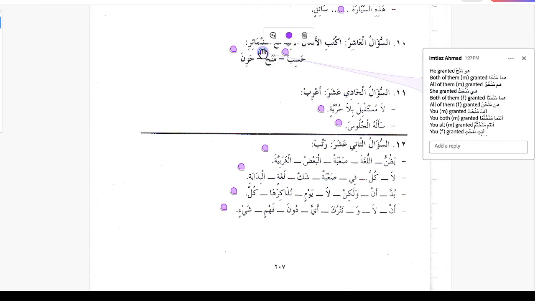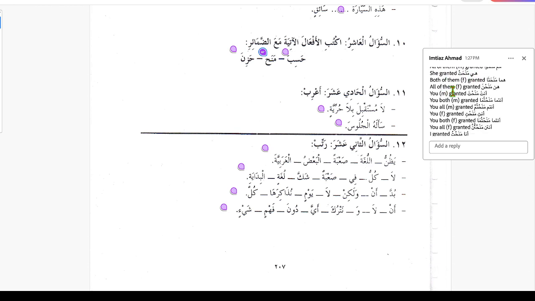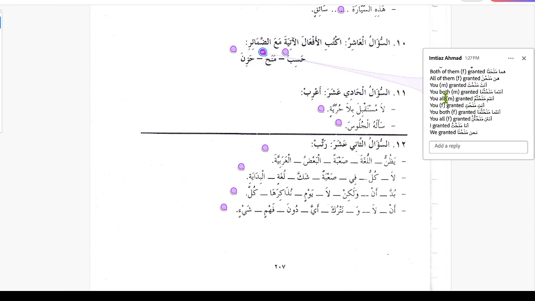Manaha, same as the past tense. Hasiba yahsibu, manaha yamnahu. Manaha means to grant. Huwa manaha, he granted. Huma manaha, both of them granted. Hum manahu, all of them granted. Hiya manahat, she granted. Huma manahata, both of them feminine granted. Hunna manahna, all of them feminine granted. Anta manahta, you masculine granted. Antuma manahtuma, you both masculine granted.